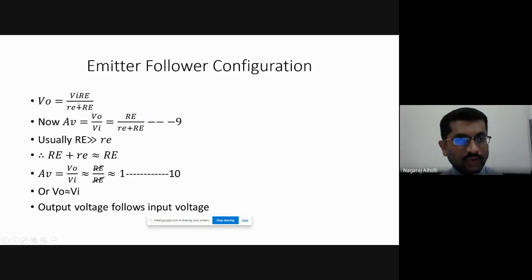AV, voltage gain, is output voltage by input voltage, the ratio of output voltage to input voltage. I will take this VI to the denominator, it will become V0 by VI, that is equal to capital RE divided by small re plus capital RE. AV is equal to V0 by VI, that is equal to capital RE divided by small re plus capital RE. Take it as equation 9.